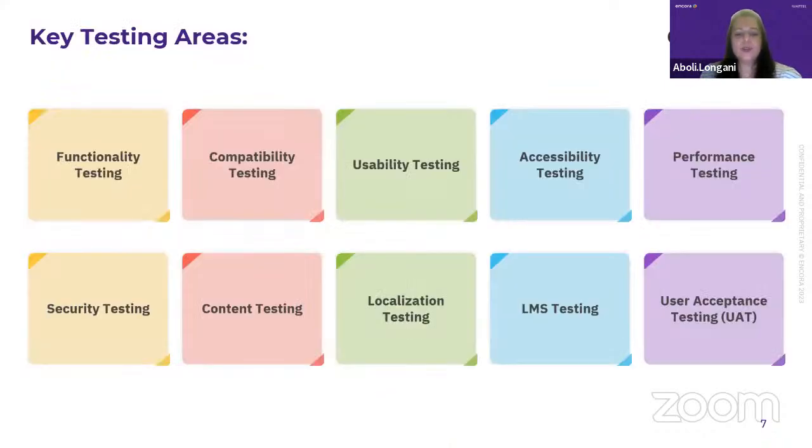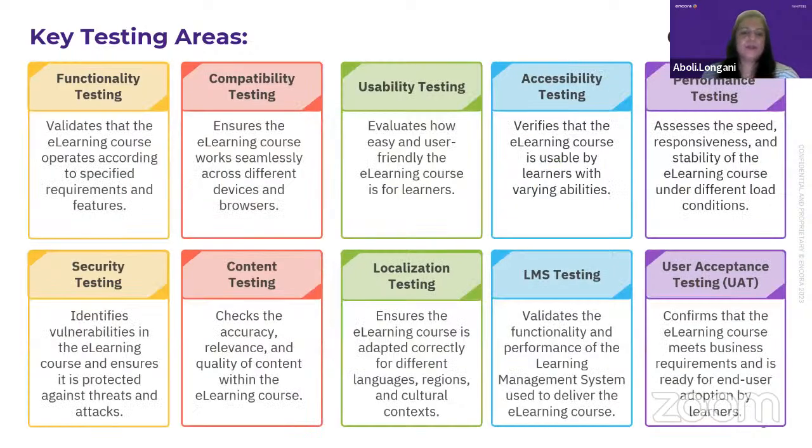Okay, so how do we ensure these quality standards are met? Just to name a few of them: functional testing, accessibility testing, user acceptance testing, compatibility testing, and others. And here is a snapshot of different testing areas. As we all know, the purpose of functional testing is to ensure that all the features and functions of the e-learning platform or the course work as expected. For example, we verify the links, we check the navigation, the quizzes, the multimedia elements, and the interactive features.